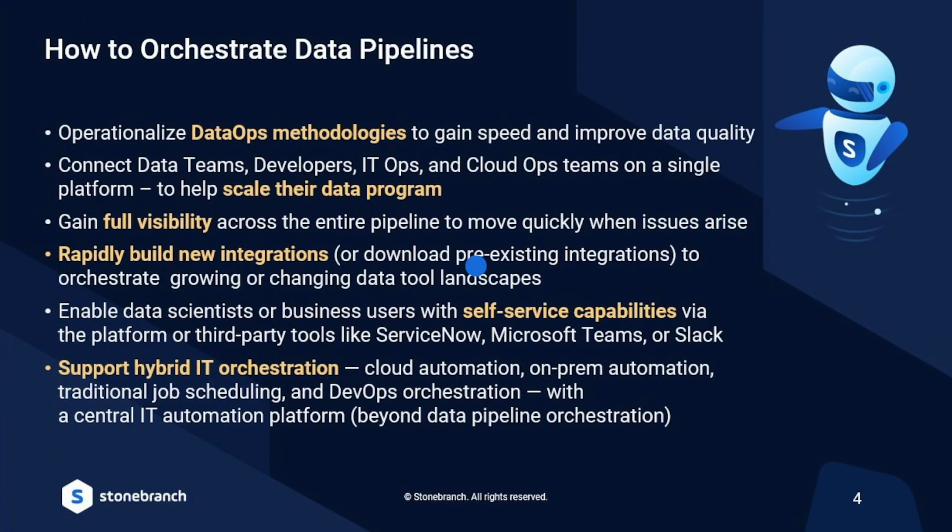So, in summary, what we've seen today is how to operationalize data pipelines using a data pipeline orchestration platform that supports a DataOps methodology. Universal automation is a single platform that empowers collaboration amongst data teams, developers, IT ops people, and cloud ops teams. It's designed for enterprises that need to scale their data programs.